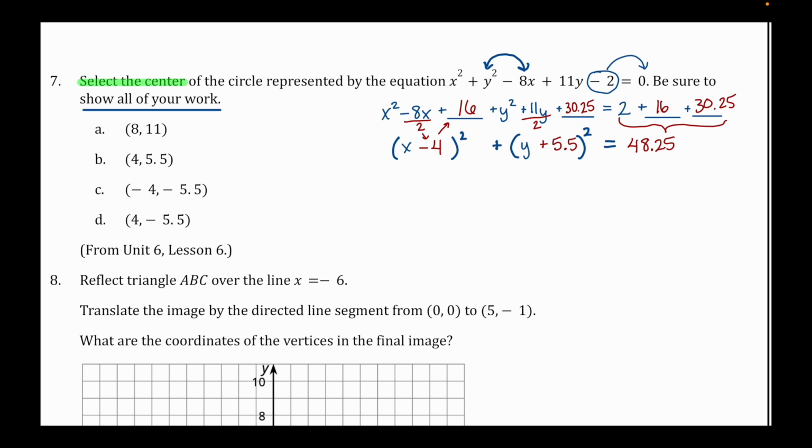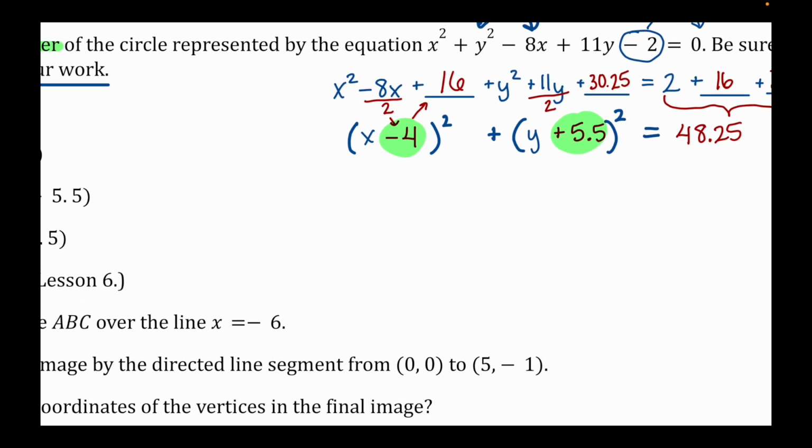Now, the center is the only part that matters. So it says select the center. That means our center is going to be built off of this -4 and the positive 5.5. However, our signs should be different. So the center should be +4 and -5.5.